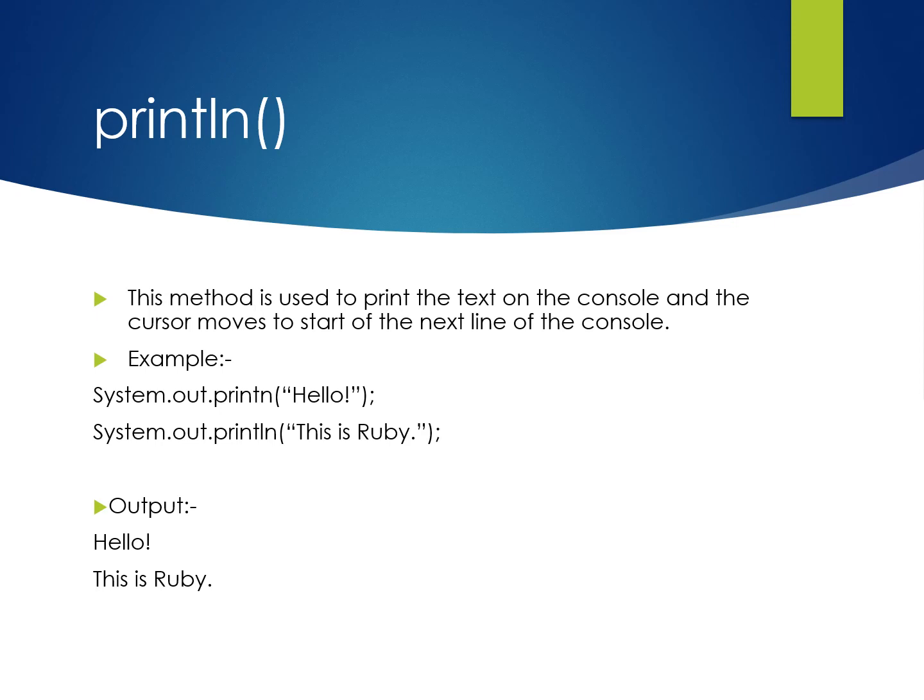Similarly, the println method is used to print text on the console and the cursor moves to the start of the next line of the console. When we take an example, System.out.println("Hello") and then System.out.println("This is Ruby"), the output will be Hello in one line and then This is Ruby in the next line, because we are using println. Here is one mistake: the l is left out in the first System.out.println statement.